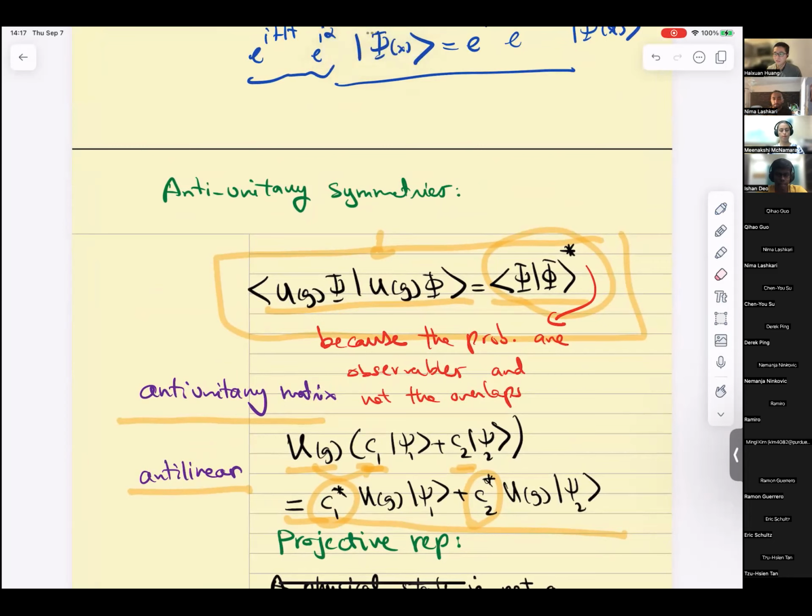Is the anti-unitary operator you refer to the complex conjugation operator? Complex conjugation operator? Yeah, time reversal. CPT is one example, or time reversal. The anti-unitary, one such example is time reversal.